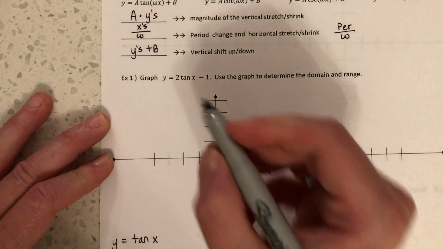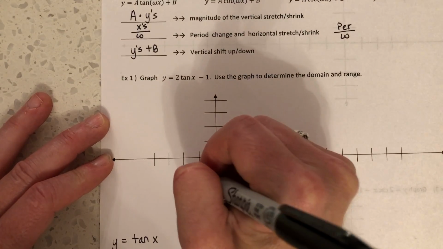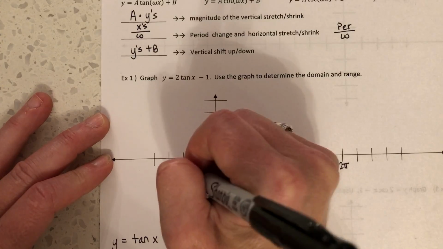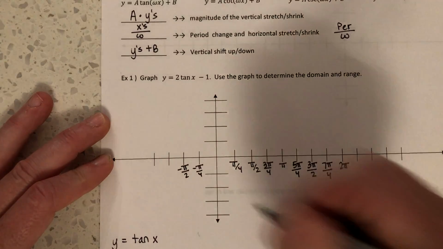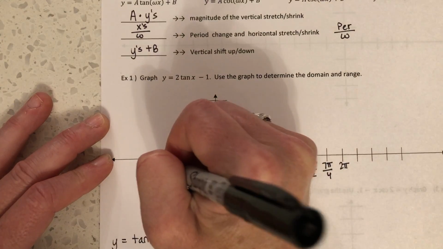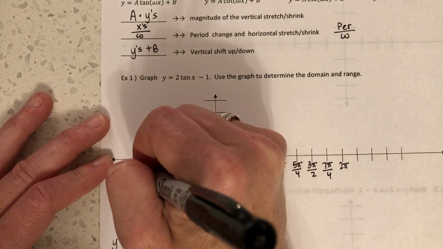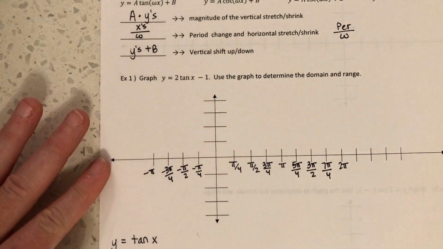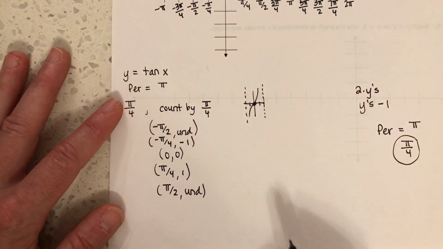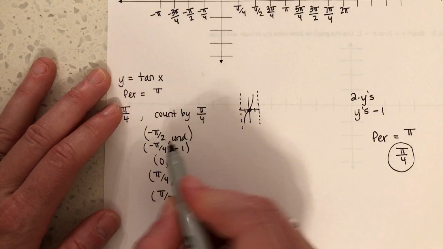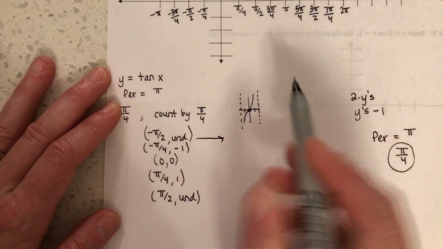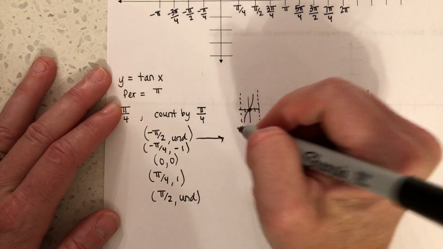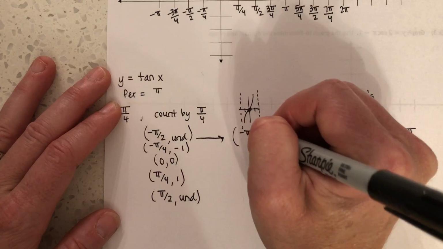All right, and then I can go back, -1 pi over 4, -2 pi over 4, which is negative pi over 2, -3 pi over 4, and then -4 pi over 4 is negative pi. Okay, now let's make the changes to these 5 key points and we should be good to graph our new transformed graph. So this ordered pair is going to become, well, nothing happens to the x's, so it's still going to be negative pi over 2.